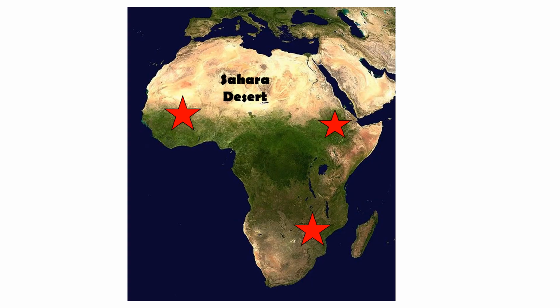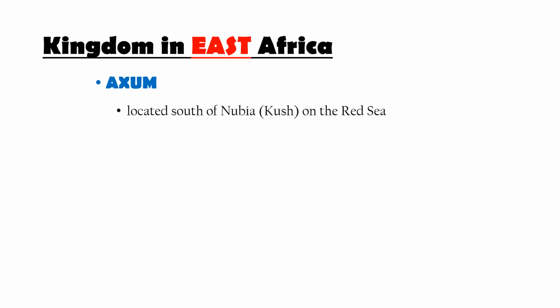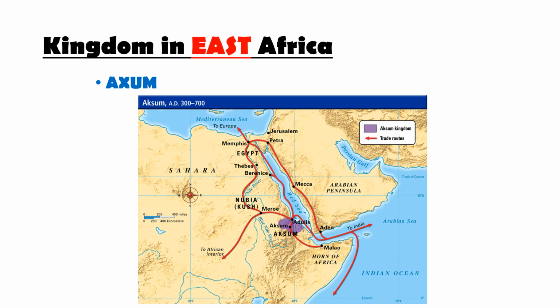Let's move to our next kingdom. We have already talked about West Africa. Let's go ahead and head to East Africa. In East Africa, we find a kingdom called Axum. Axum is located south of what we call Nubia or Kush along the Red Sea. This map shows highlighted in purple where Axum is, and just northwest is Nubia Kush. So they're just south of Nubia Kush along the Red Sea.